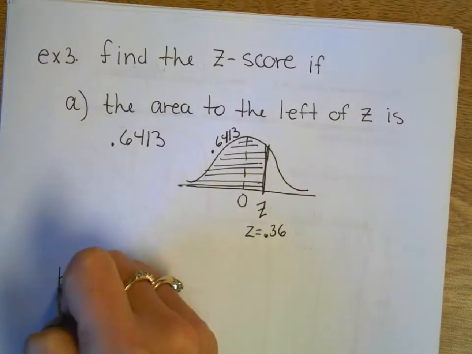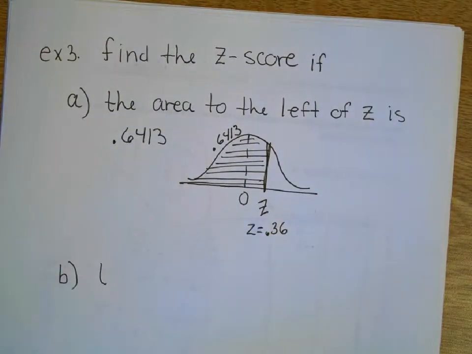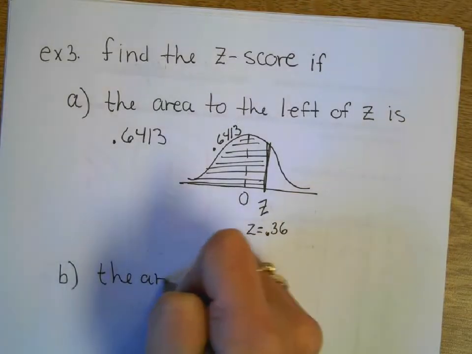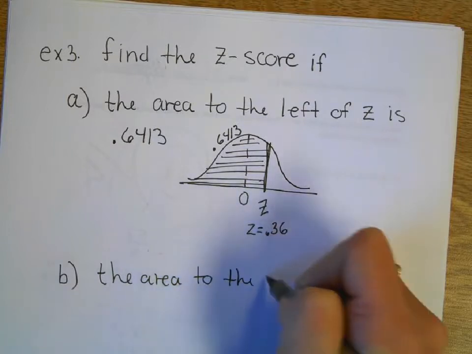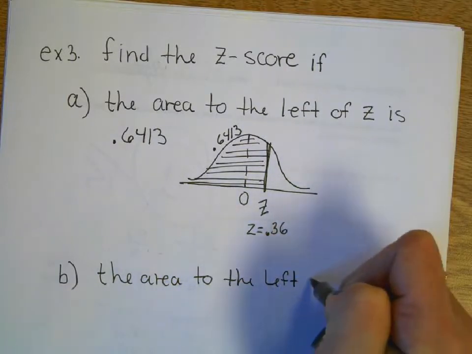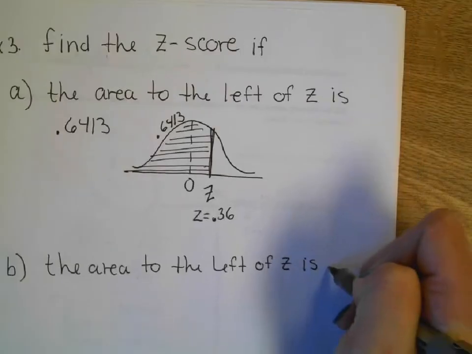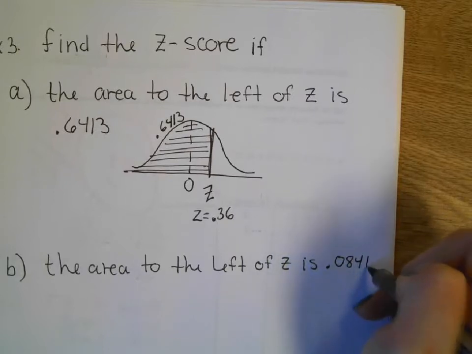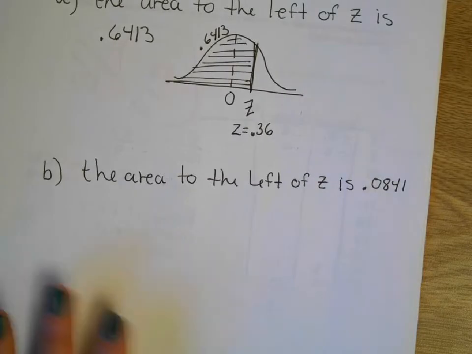Practice another one. So wait, if it's to the left, is it positive, but if it's to the right? Nope, I'll do another one. Okay. Positives are above, the area. Negatives are below. The area to the left of z is 0.0841.